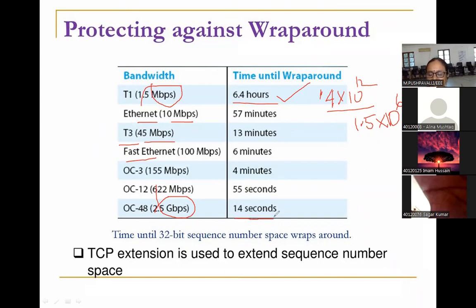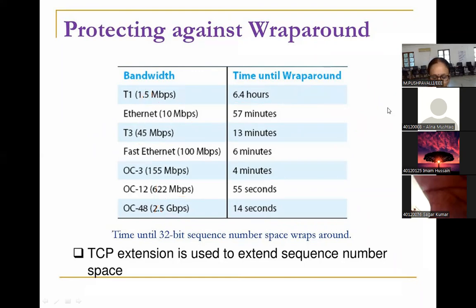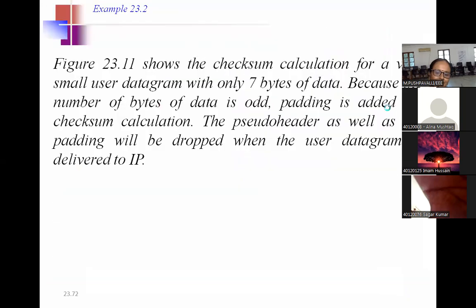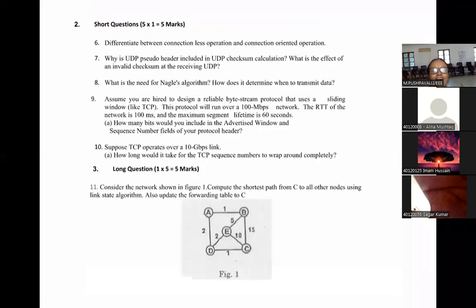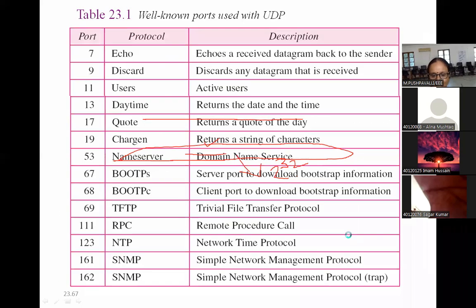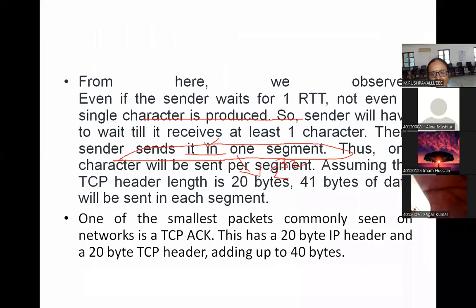And while I'm going with 1 Gbps for my data, obviously it takes 23 minutes. Have you understood? One of the questions I have asked in the assignment is the same question for 10 gigabits per second. Suppose TCP operates at 10 gigabits per second. How long does it take for a TCP sequence to wrap around completely? So we will say I will take my sequence number as 32 bit. But in this question, you have to find out the sequence number. What will be the sequence number? Actually, that is also given here.